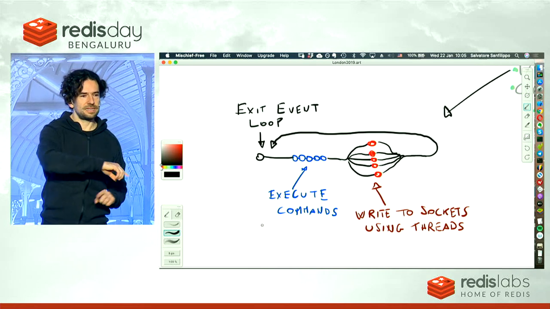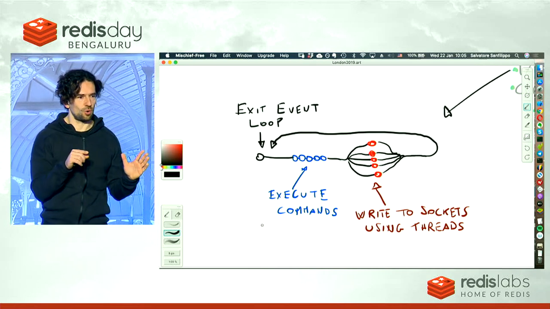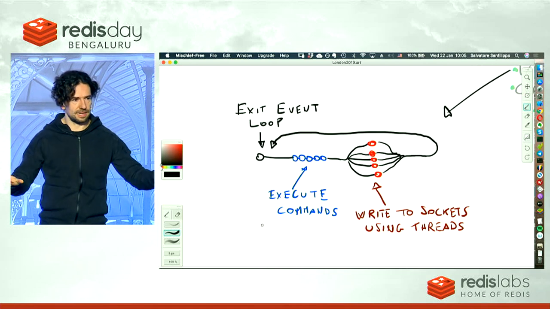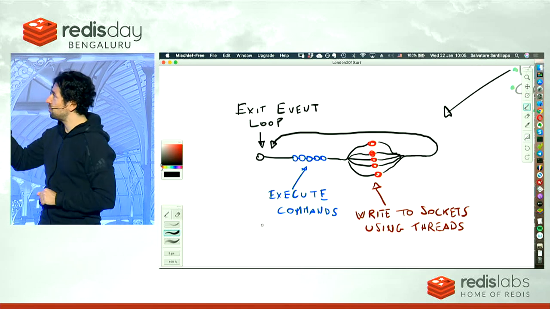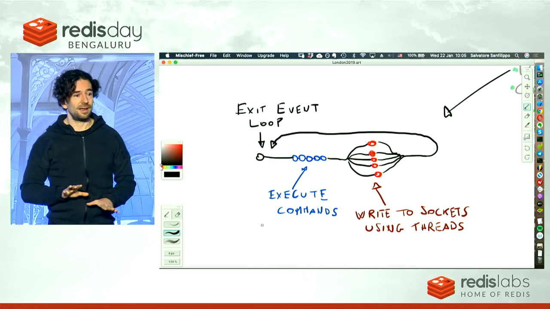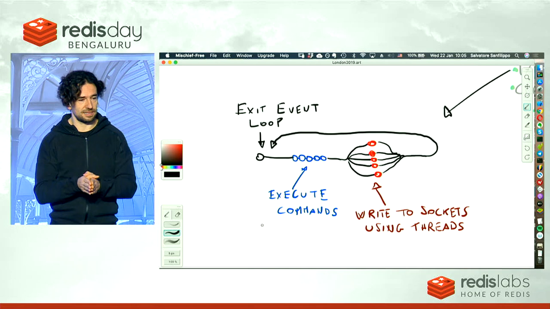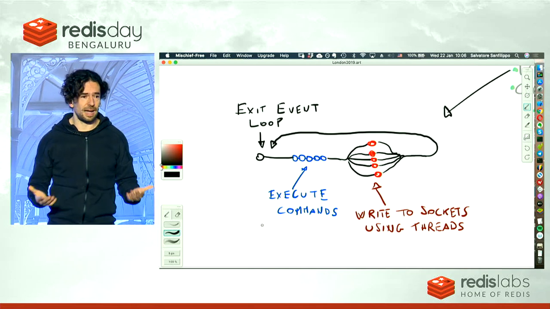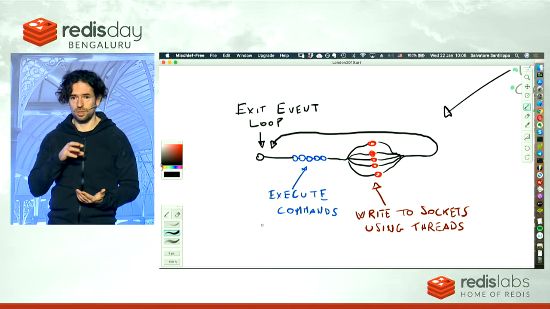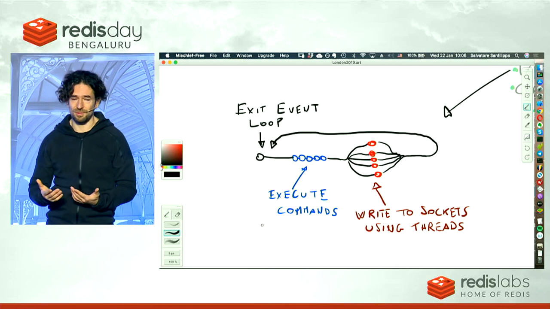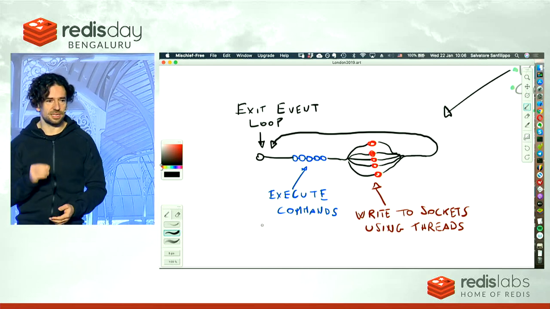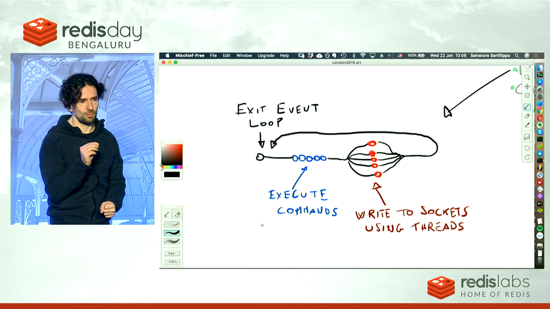When we are going to enter the event loop and write to all the clients, in this moment we just create threads, write to the client sockets, and then we return back single-threaded. So all the access to the key space remains single-threaded. Just this detail is multi-threaded.